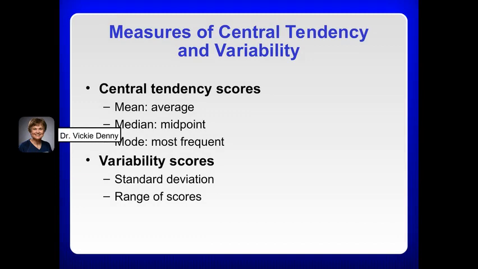The measures of central tendency that we use are the mean, the median, and the mode. The mean is the average of your scores. The median is the exact midpoint of your scores. And the mode would be the most frequently occurring score. And then your variability scores, which again is a descriptive statistic, we would talk about standard deviation. And we'd also talk about the range of your scores.